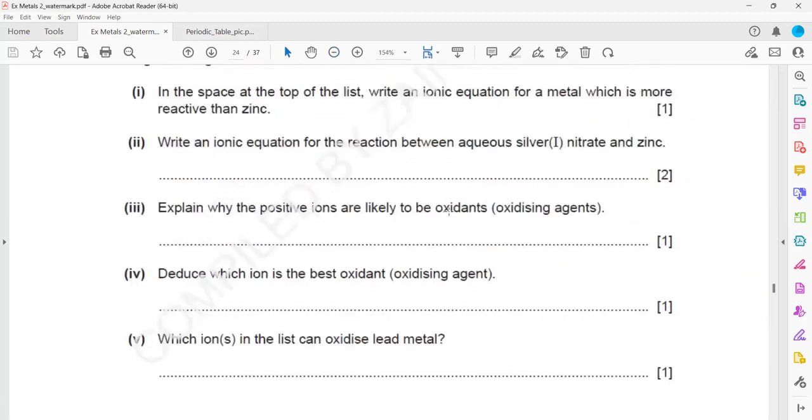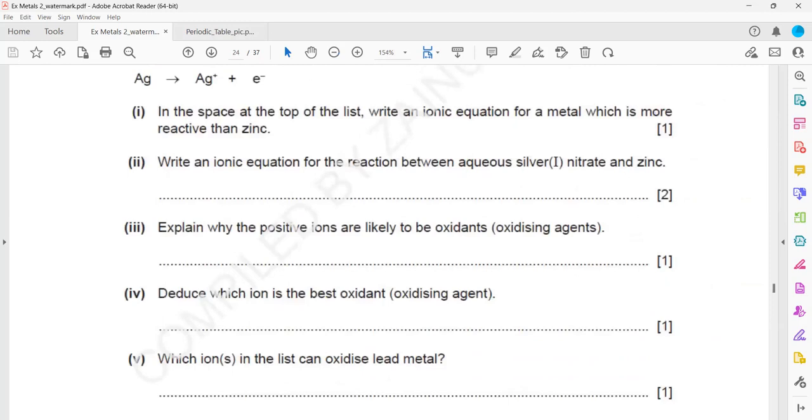Is it clear discussion? Yes, sir, clear. Any doubt?